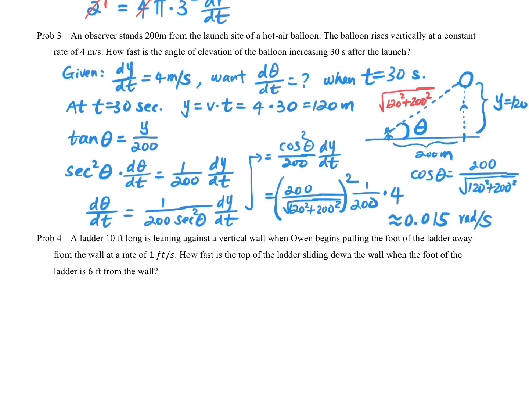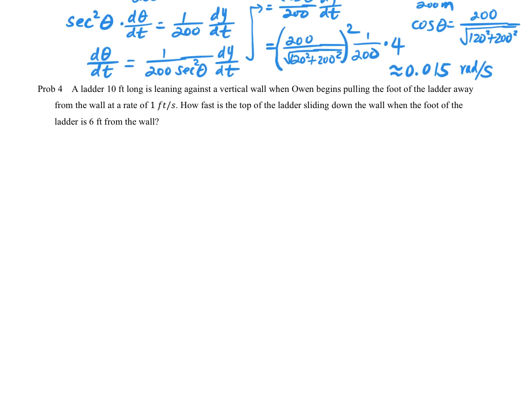Now next, here we have a ladder 10 feet long leaning against a vertical wall when someone begins pulling the foot of the ladder away from the wall at the rate of 1 feet per second.